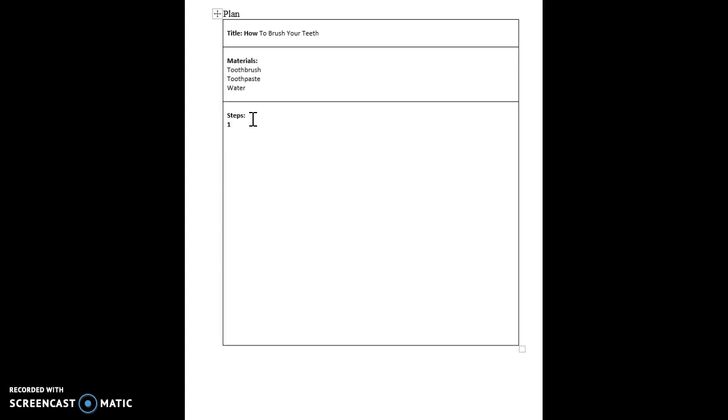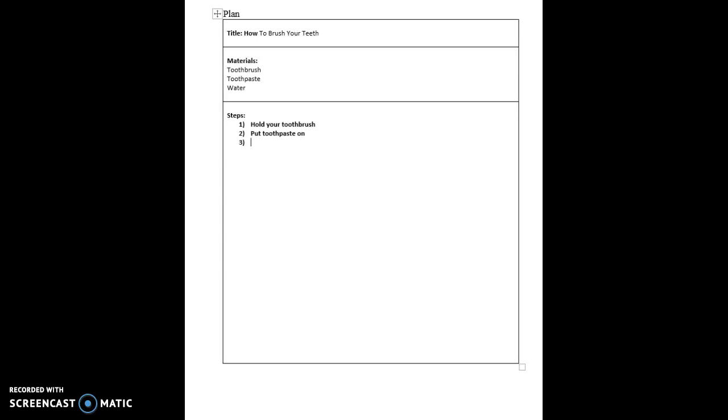So I'm going to put number 1. The very first thing we need to do when we're brushing our teeth is hold our toothbrush. But because we're writing these instructions for someone else, I'm going to write hold your toothbrush. Okay, remember it's just a plan, so we're only writing keywords, not a long sentence. Step number 2, we put toothpaste on our toothbrush. So I'm going to write put toothpaste on.